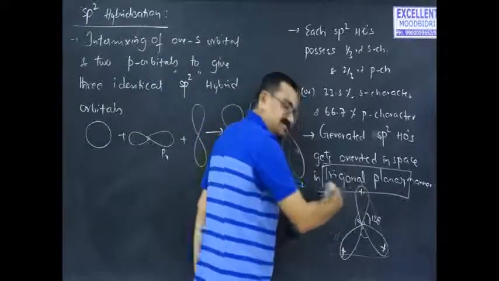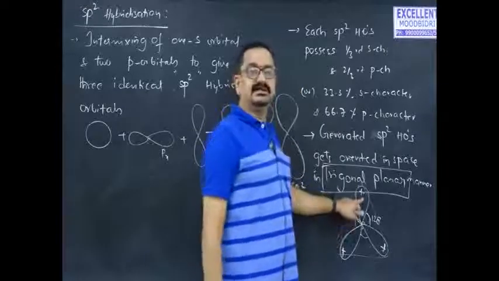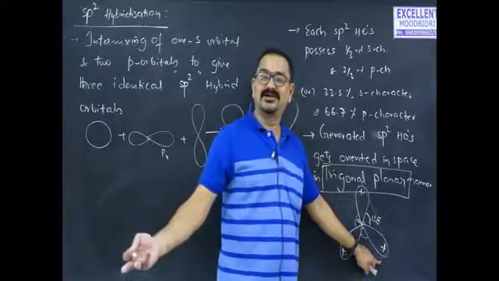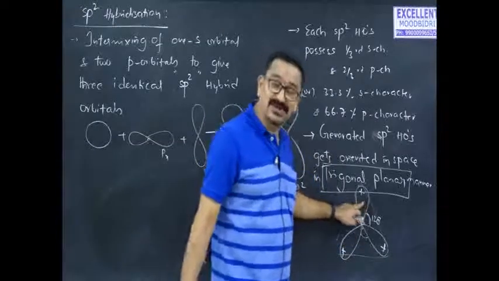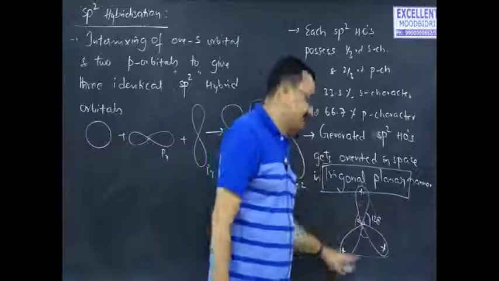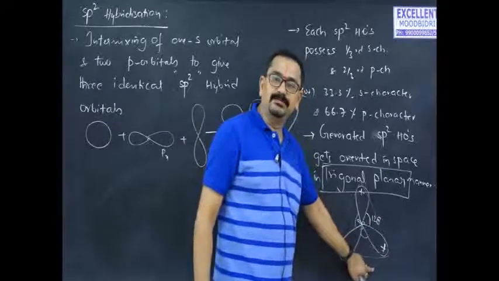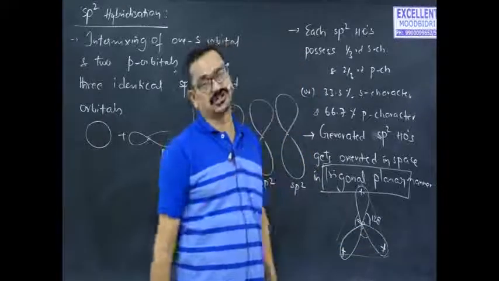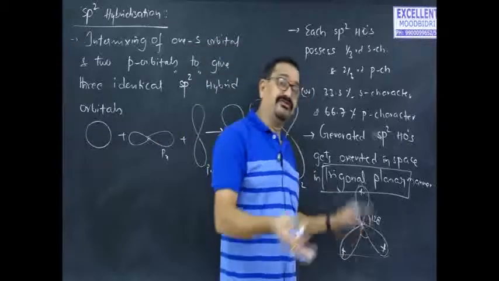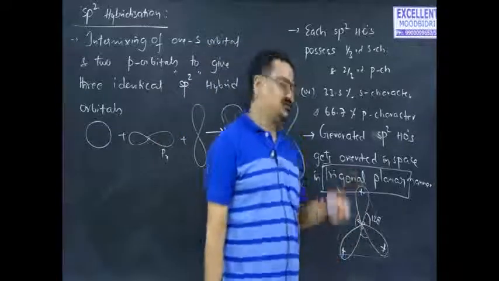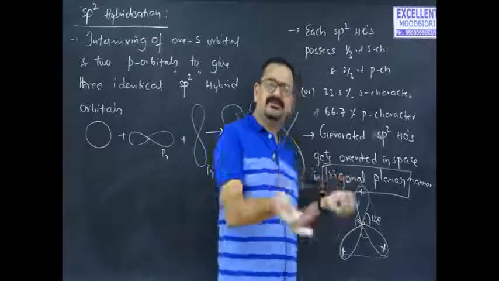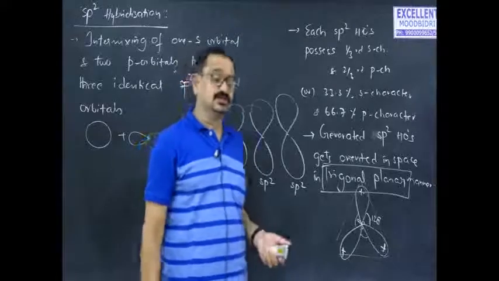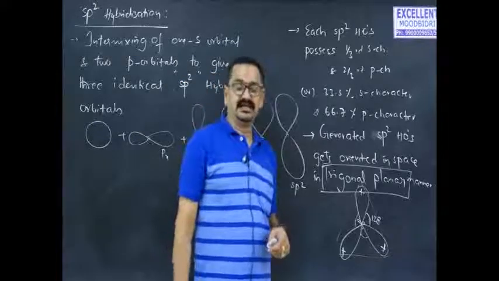Instead, out of these three sp2 hybrid orbitals, if one orbital is occupied by a lone pair and the remaining two are going for bonding with unpaired electrons, then there will be a distortion in its structure, means distortion from the geometry. Instead of trigonal planar geometry, there will be a different arrangement, usually an angular structure. About those points we will discuss in our next class.